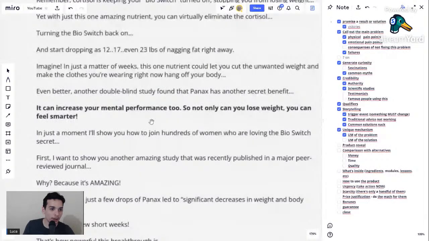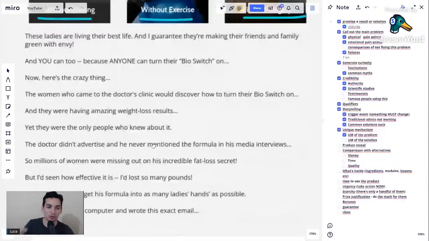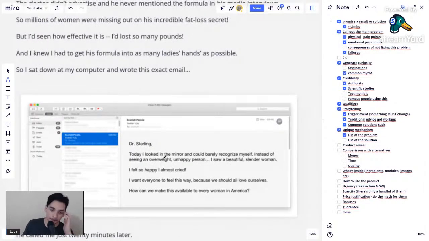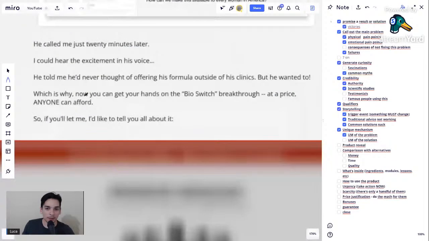This section. Let's find the next element. Again, this is the solution, right? That we are promising. It's constantly reminding you what is the result you're going to get, or what is the promise that you're going to get. So basically, this woman sent the doctor an email. So I looked in the mirror and I could barely recognize myself. Instead of seeing an overweight, unhappy person, I saw a beautiful, slender woman.